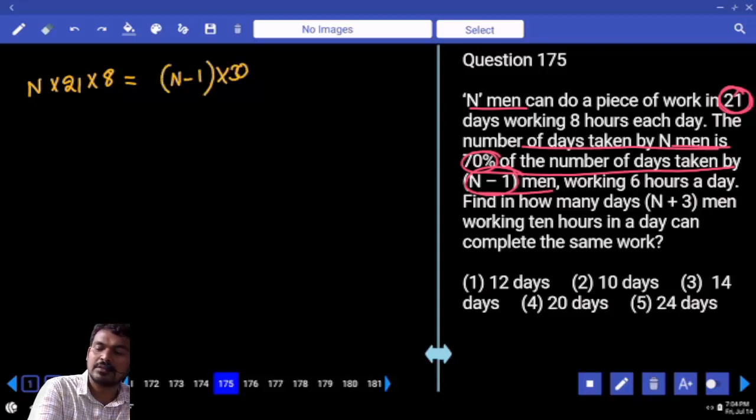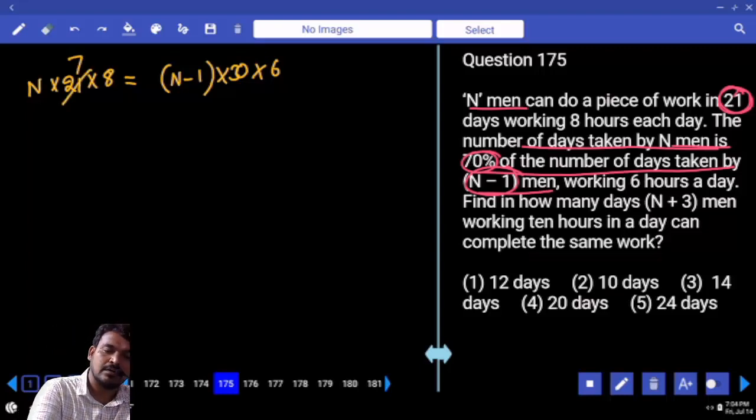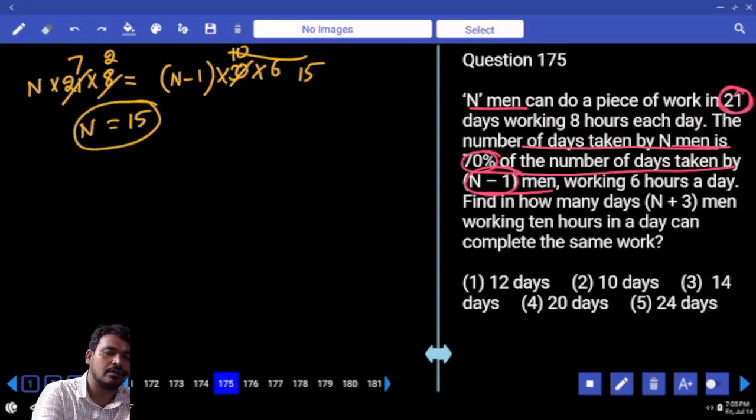Per day how many hours do they work? 6 hours. Left hand side work and right hand side work, equal or different? Equal. And 3 how many times here? 7. 3 how many times? 10 times. 4 how many times? 8, 2 times. 4 how many times? 60, 15 times. Left hand side 14N, right hand side 15N. What is the difference? N. 15 into 1, 15N means the N value is 15.